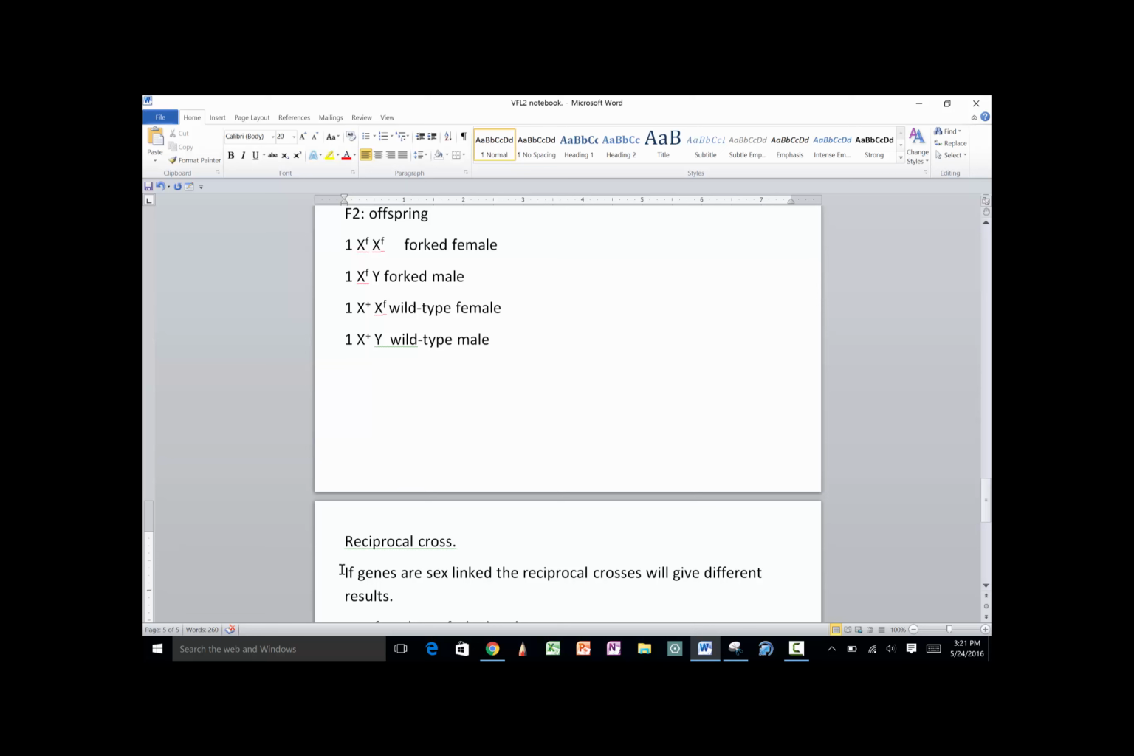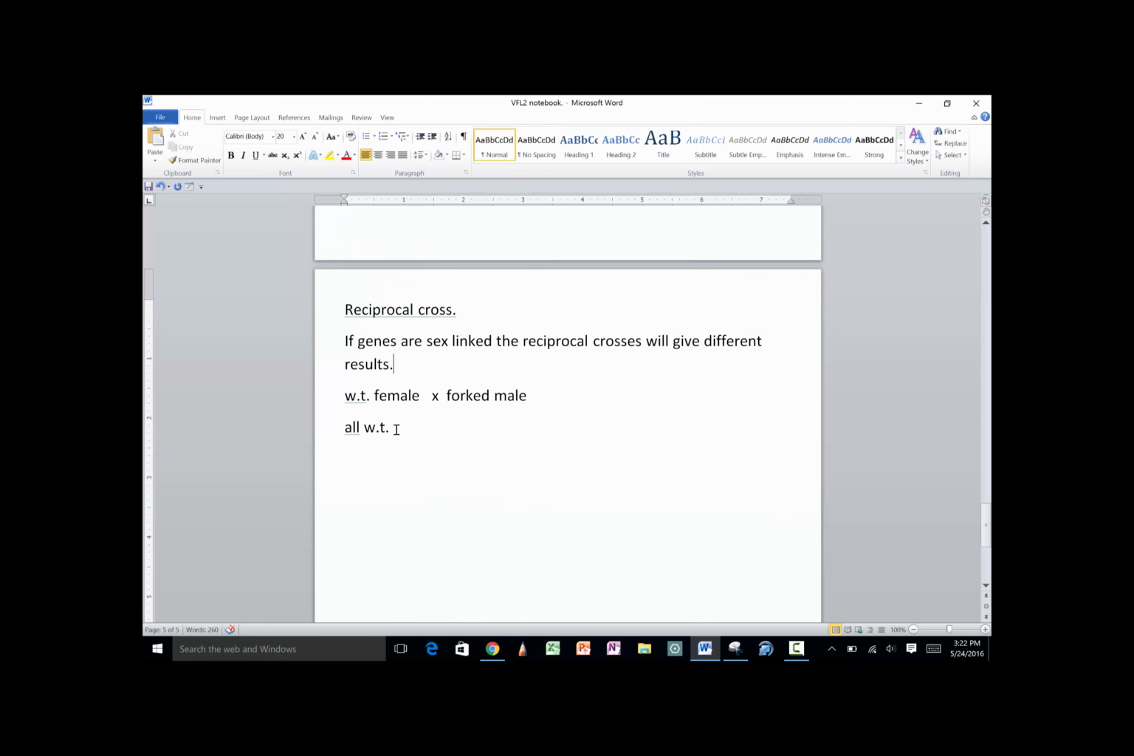So if it's an autosomal gene, it doesn't matter which one you use as a female, which one you use as a male. If it's sex linked, it matters which one you use as a female and as a male. And by doing the cross in a different way, that's called the reciprocal cross. And so we would expect a different thing. And what did we get?